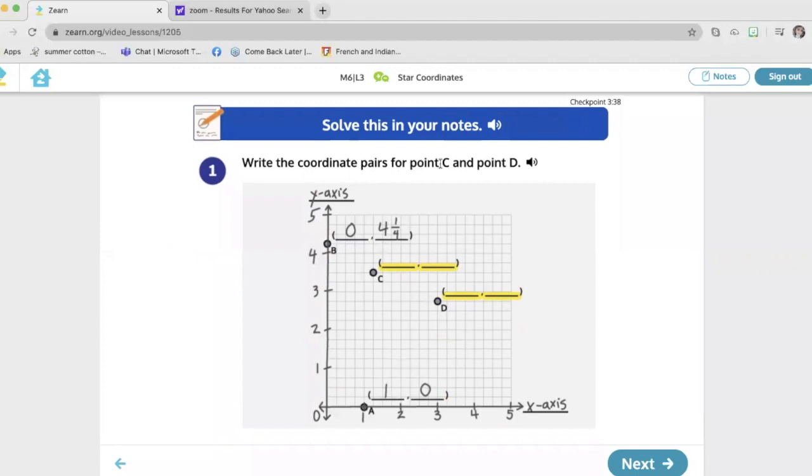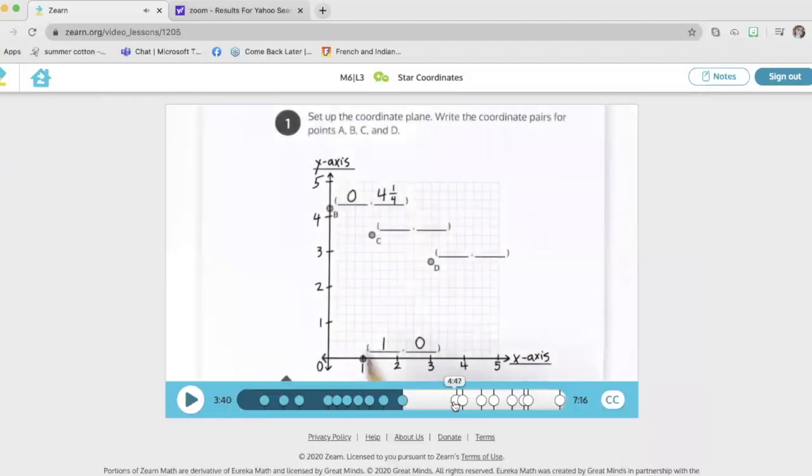It says write the coordinate pairs for points C and D. I'm going to look at my x-axis and I'm going to move over until I get to C, and then I'm going to stop. I can see that C on the x-axis is at 1 1/4. When I move up to check for my y coordinate, I see that it's at 3 2/4. D, I start on the x-axis and I go over, is at 3 wholes. If I move up to solve for my y-axis, I'm going to be at 2 3/4. Okay.